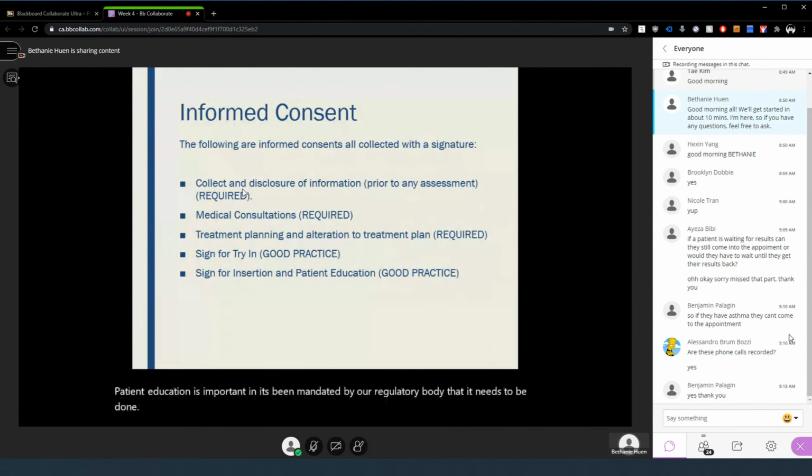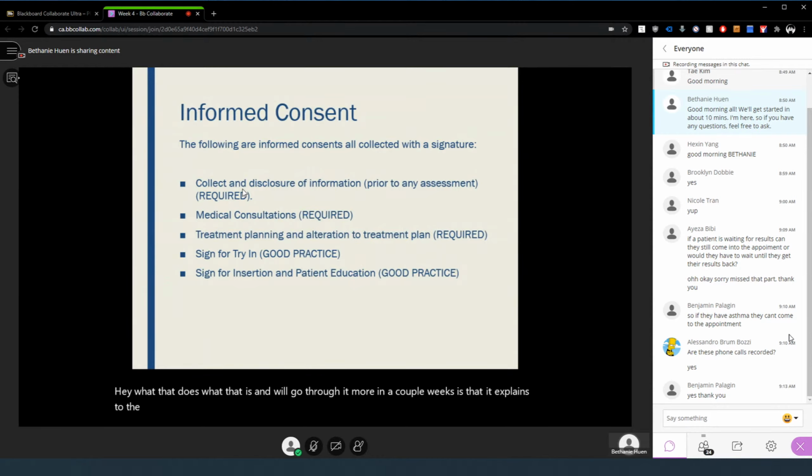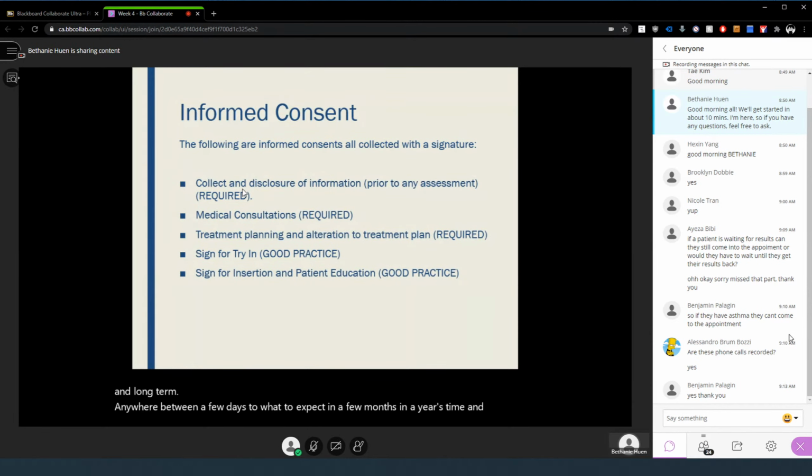What that is, and we'll go through it more in a couple of weeks, is that it explains to the patient how to take care of their denture and what to expect essentially in the short term and long term. Anywhere between a few days, to what to expect in a few months, in a year's time, and in 4 or 5 years' time.